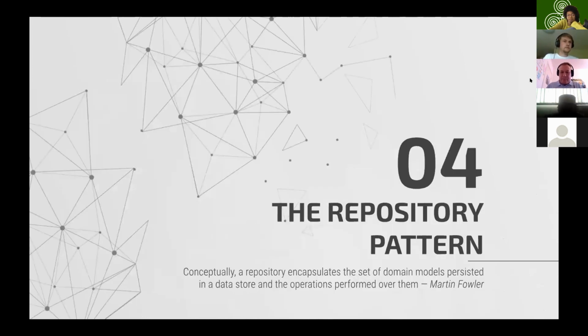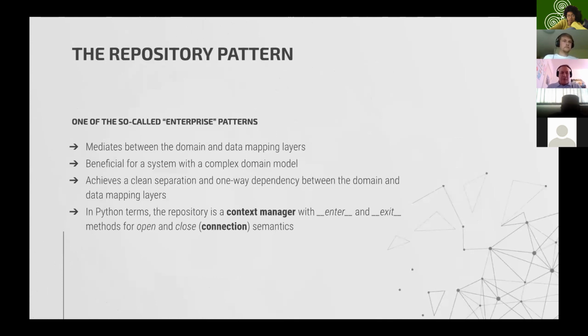Okay, let me see. My backend concept, from an architectural point of view, is what's called a repository. A repository is a specific enterprise pattern. Conceptually, a repository allows you to encapsulate a set of domain models, and it also provides a set of methods, or an API, to actually be able to manage those domain models. The repository pattern, like I said, is an enterprise pattern. It mediates between the domain and the data mapping layers.